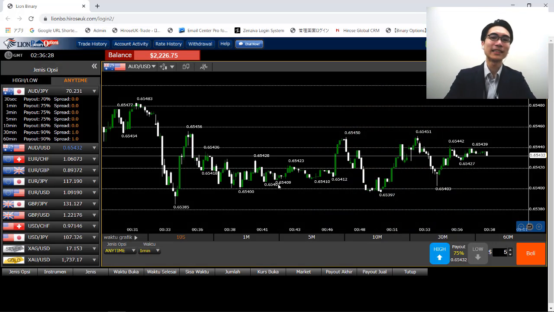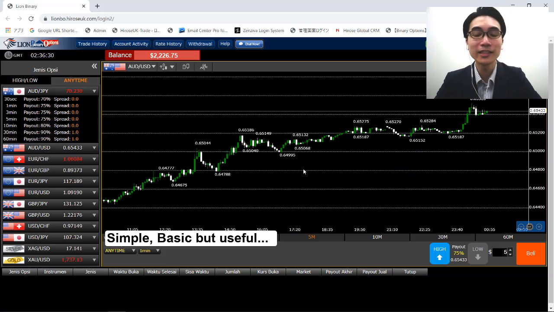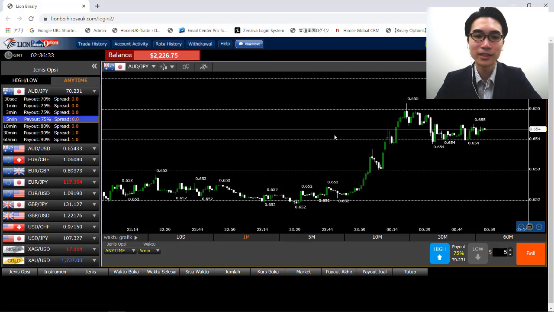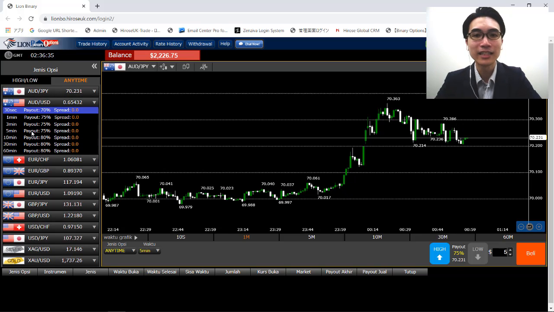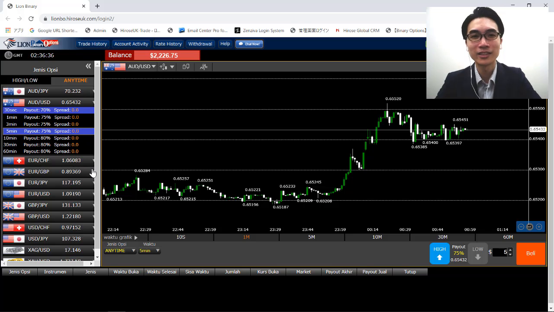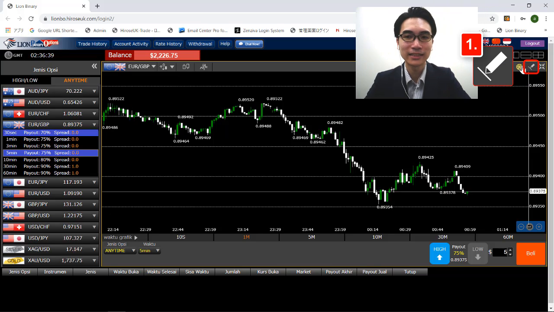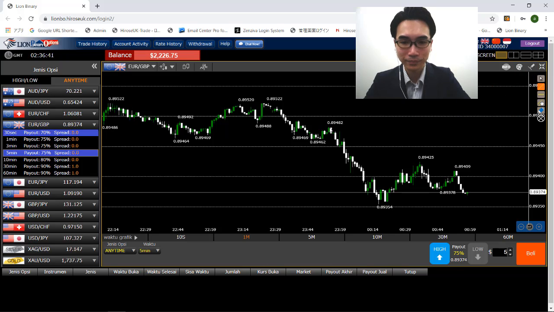Alright, today let's talk about something really simple but also really useful when it comes to Forex and binary option trading, which is the trend line. The trend line is a line that is placed on the candlestick chart, and a lot of traders only use the trend line without any technical indicators. Let me place a trend line first, and I will explain how you can do it.